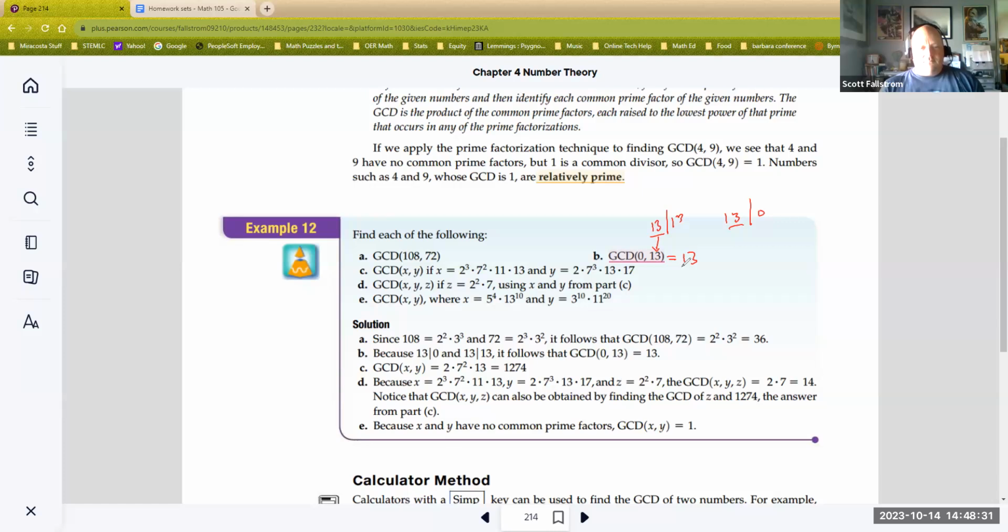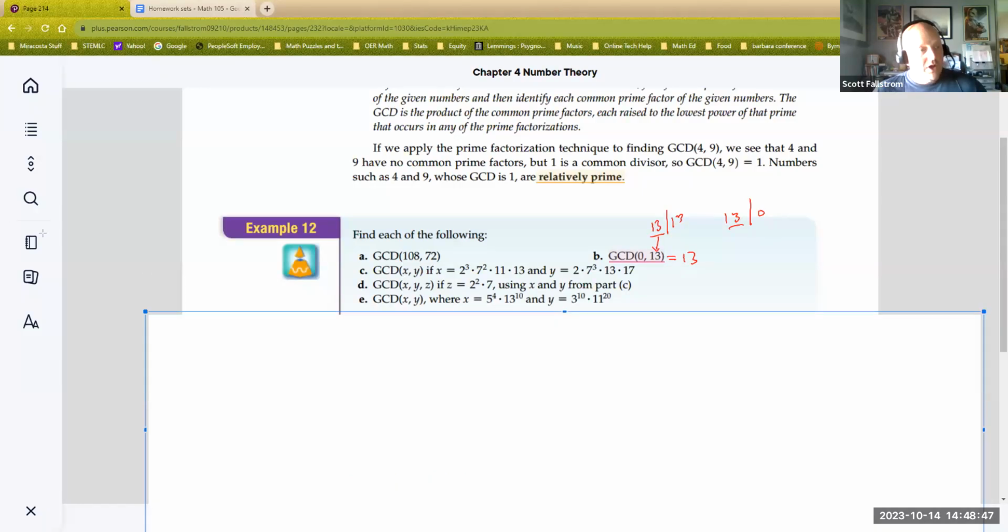Let's see here. Other ways to go about doing it. Let me see if I can show you what I think is a quick way as well. So yes, you can always do prime factorizations. The only issue is, I'm not going to lie, prime factorizations are super cool and they're very helpful. The only issue is it takes a little while to find those sometimes. So let's take a look at the numbers 108 and 72.